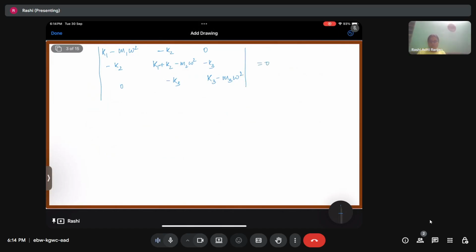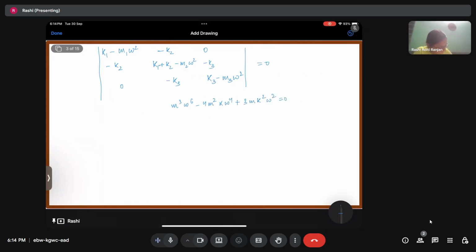Now, when we solve this equation, what is going to happen? Because there is a power of omega square and we have a 3 cross 3 matrix, we are going to get a polynomial which has a power of omega to the power 6. After doing all the calculation, the final equation is m cube omega to the power 6 minus 4 m square k omega to the power 4 plus 3 m k square omega square is equal to 0.